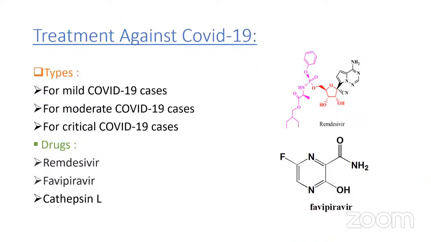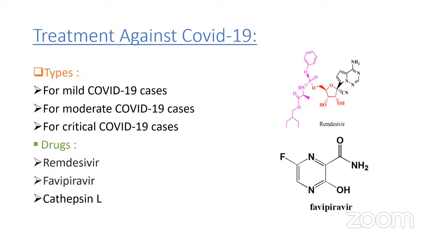So next one is the treatment against COVID-19. There are three types of COVID-19 cases found. There are mild COVID-19 cases, moderate COVID-19 cases, and the critical COVID-19 cases. For mild COVID-19 cases, patients should stay in bed according to the protocol by Professor Ting Bo Lang, blood oxygen saturation monitoring and oxygen therapy with nasal cannula should be conducted regularly for these patients.